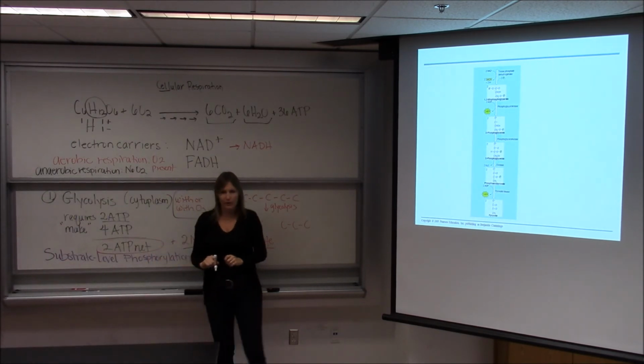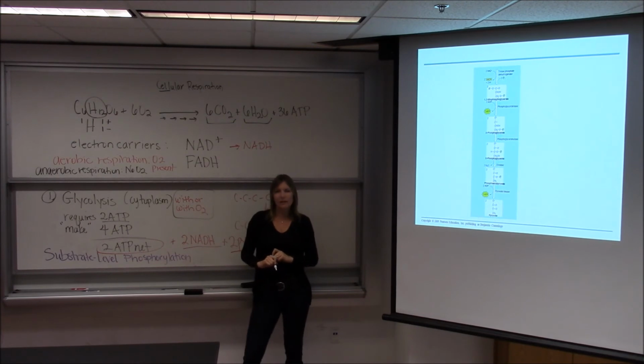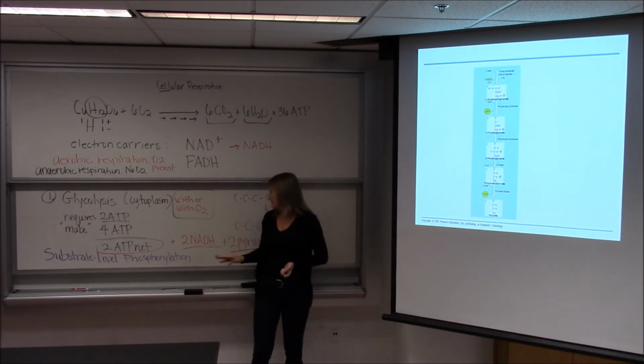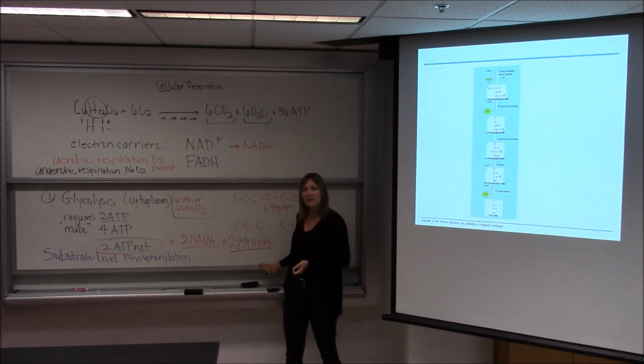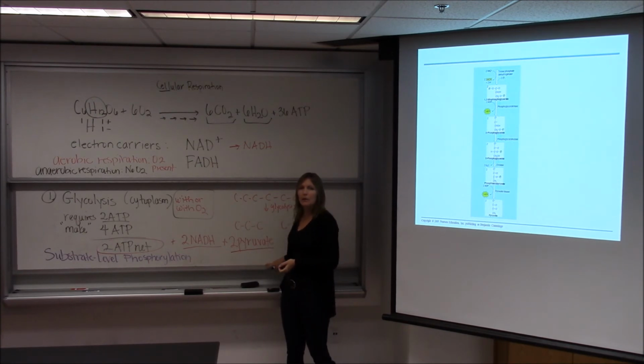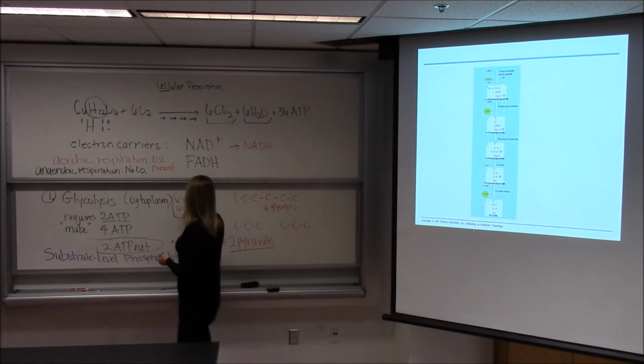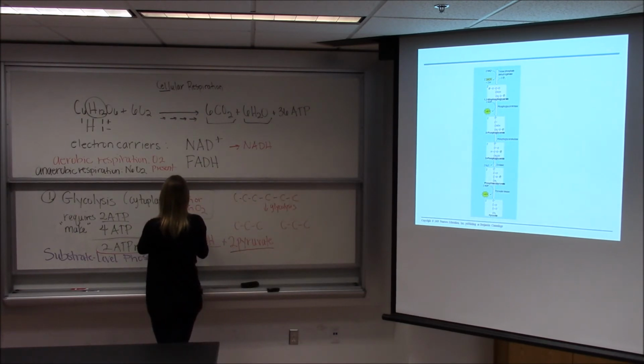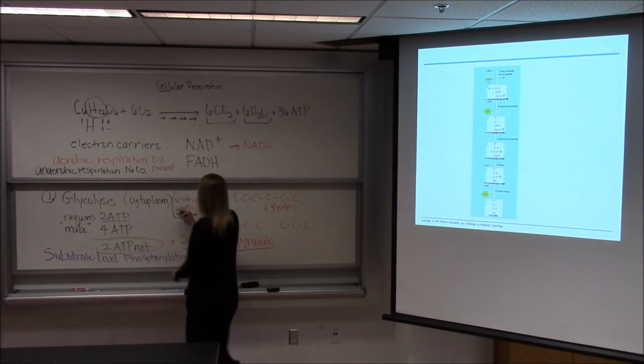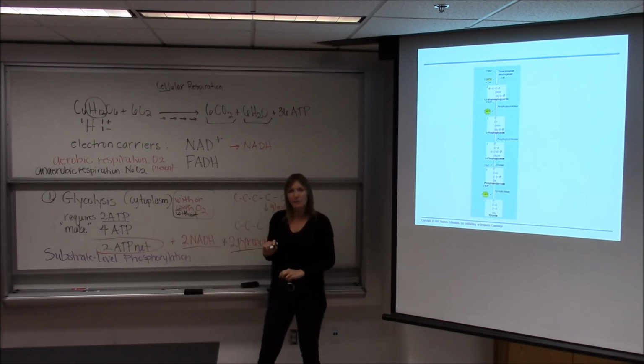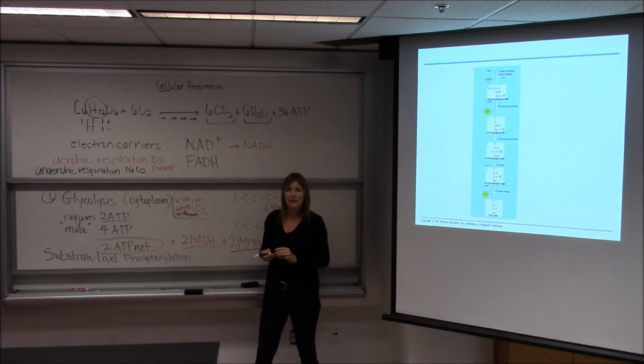Glycolysis can happen with or without oxygen. If oxygen is present, then those 2 pyruvate are going to enter a mitochondrion, and we're going to continue the breakdown of glucose. And we're going to continue generating ATP. If oxygen is not present, I wrote with or with. This should be with or without. If oxygen is not present, then we're going to go through fermentation.